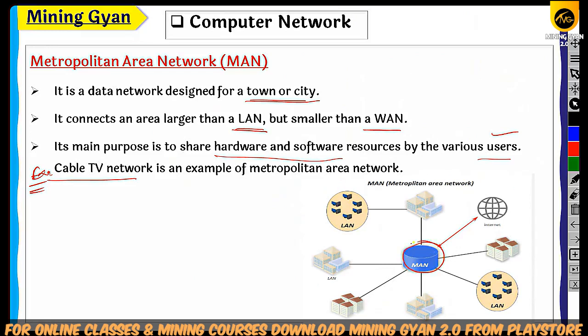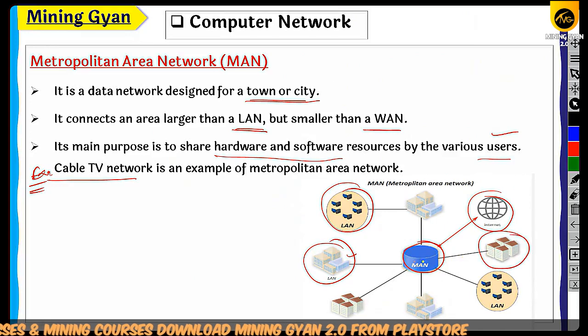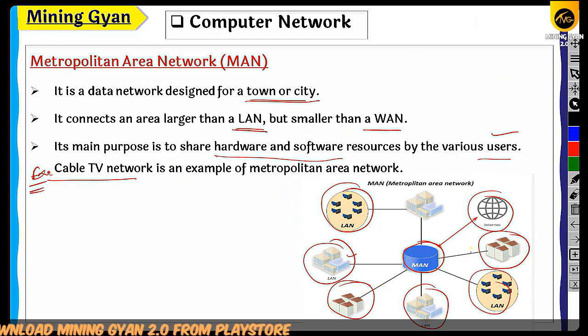Suppose this is the main server of the MAN, the metropolitan area network server, and you can connect some LANs to it: this is one office, this is another LAN, a local area network, and we have another building which is connected to the MAN as another LAN. So all the LANs are connected to the MAN network. This is used in some town or city, and it is collectively known as the metropolitan area network.